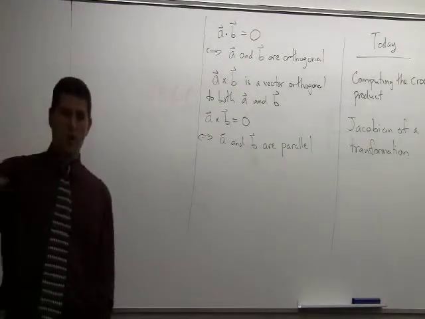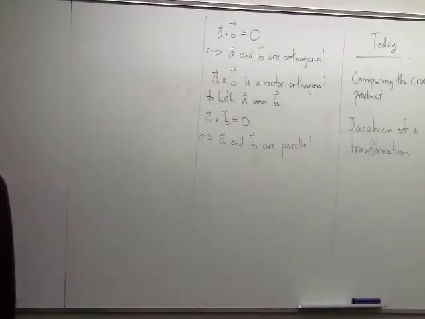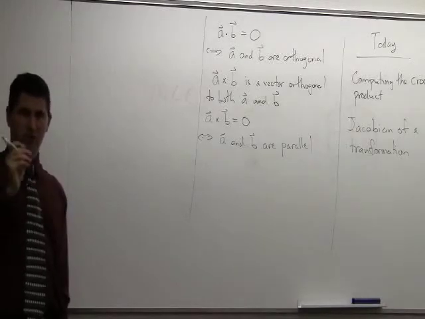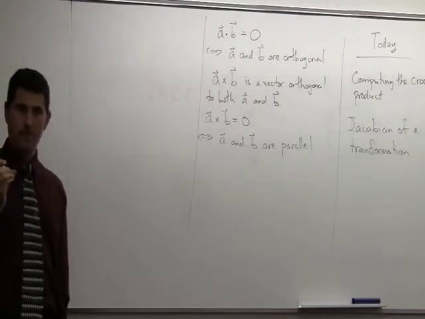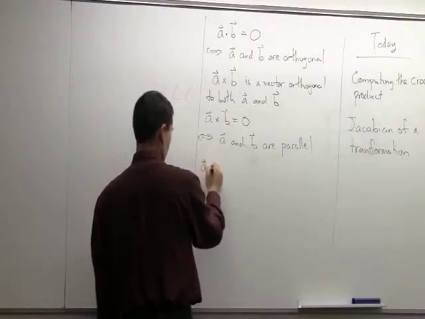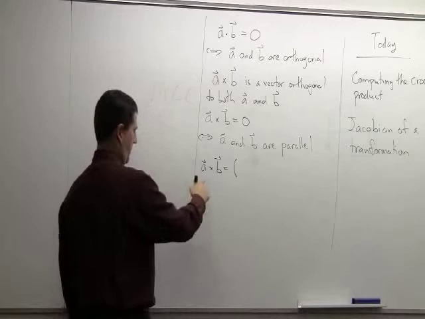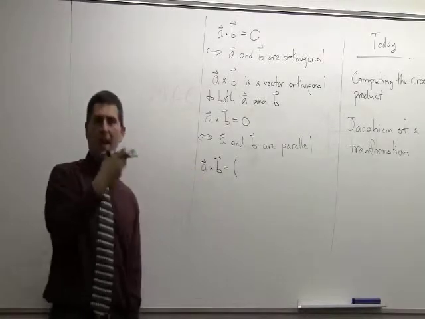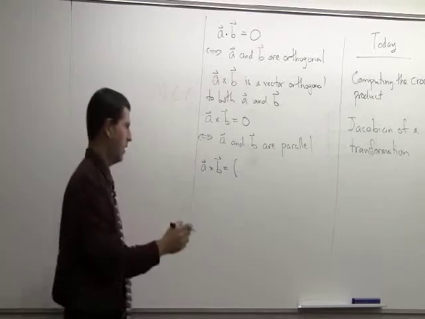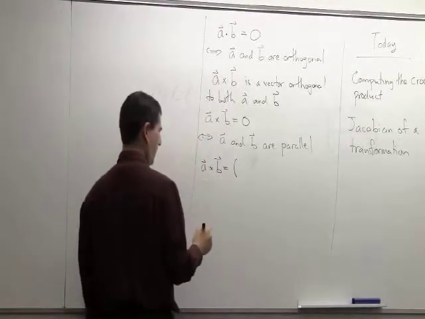Now, unlike the dot product, which we can define for any number of variables, the cross product is restricted to vectors in R3. And the formula, remember, let's see, if we write A as A1, A2, A3, and B as B1, B2, B3, the cross product should be a vector with three components to it.